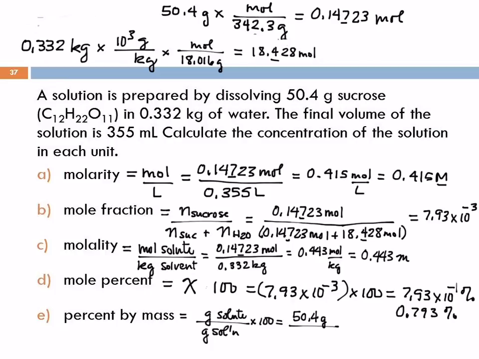50.4 grams, plus we need the mass of the water in grams. So that's 332 grams, times 100. So 50.4 divided by the quantity 50.4 plus 332, times 100, 13.2%.